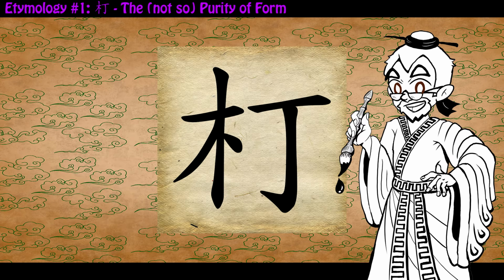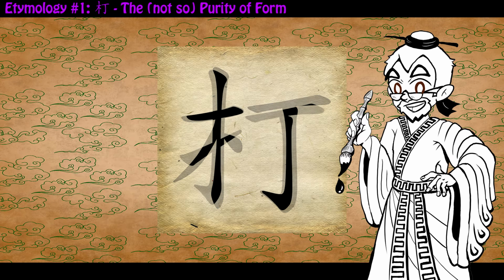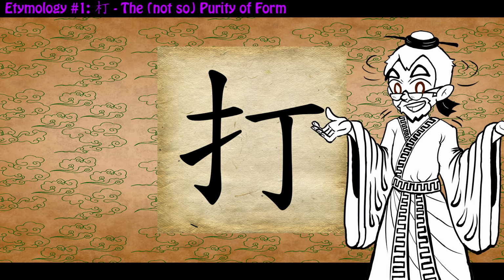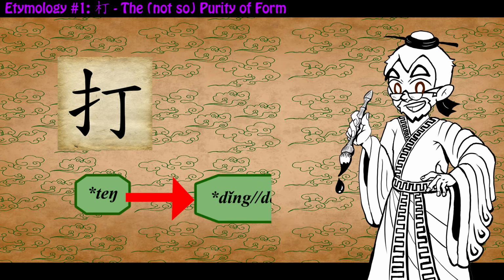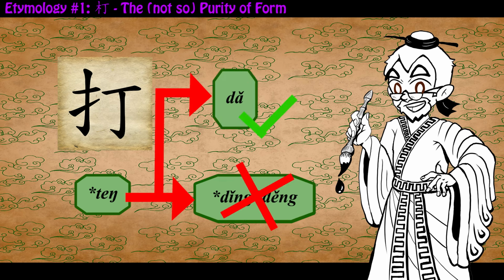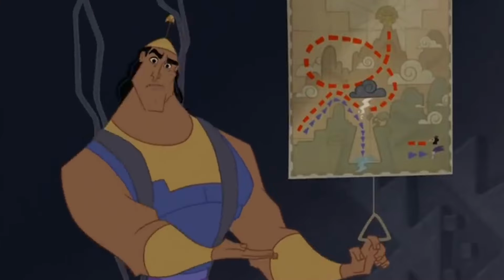So now we know where Da comes from, and how it came to be written the way it is, but what about the pronunciation? As I mentioned earlier, in the Book of Wei, the reading was Teng, and following regular phonetic development, we ought to end up with Deng or Ding in Mandarin. However, the colloquial reading Da already appeared in the Southern Song, and was widespread by the Ming Dynasty. By all accounts, it doesn't make sense.